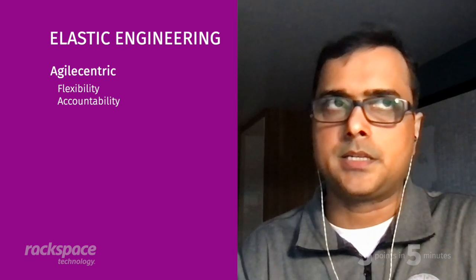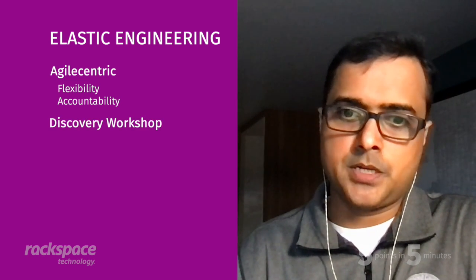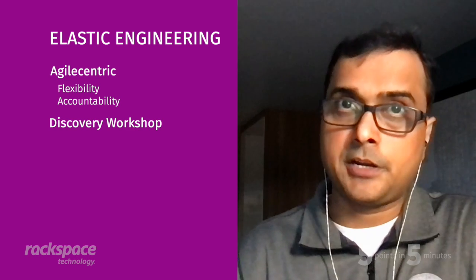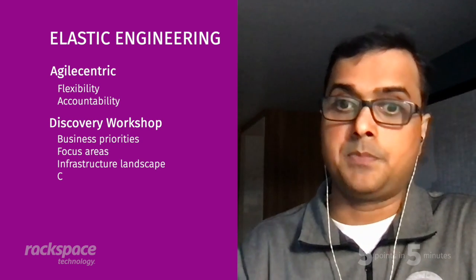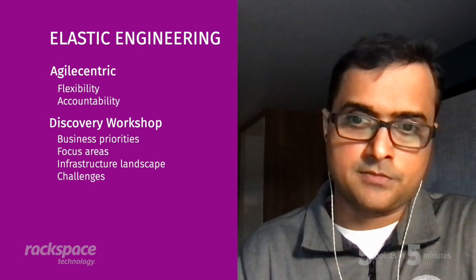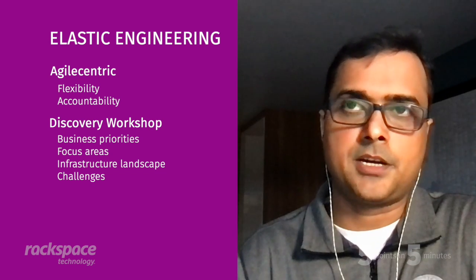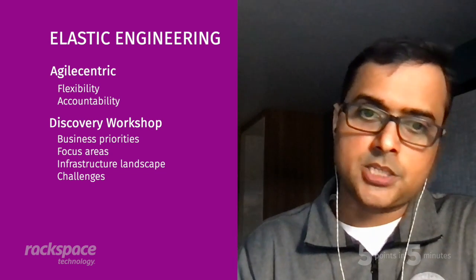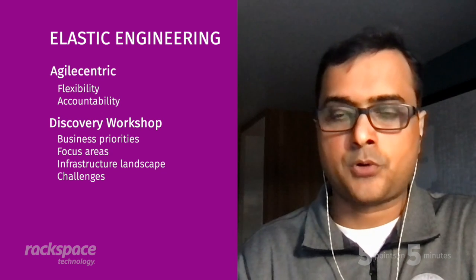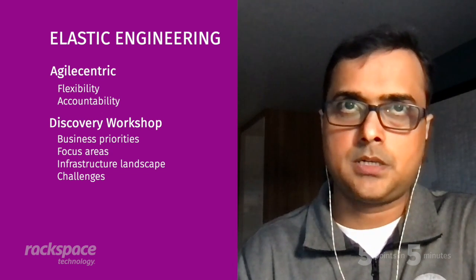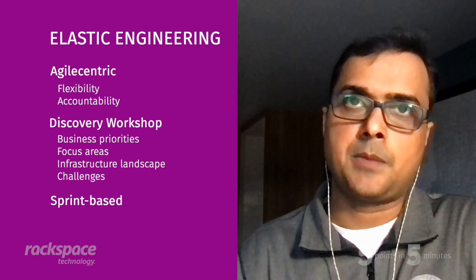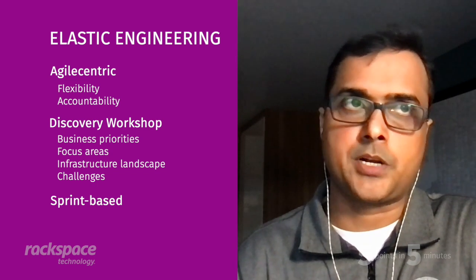The working model for Rackspace Elastic Engineering is agile-centric. It focuses on flexibility and accountability. At the very start of the engagement, we help customers with a discovery workshop that helps understand their business priorities, their areas of focus, their infrastructure landscape, and their challenges. Then this work is translated into a backlog, which is then pruned and prioritized alongside the customer. And then the Rackspace Elastic Engineering pod starts working on it in weekly sprints.